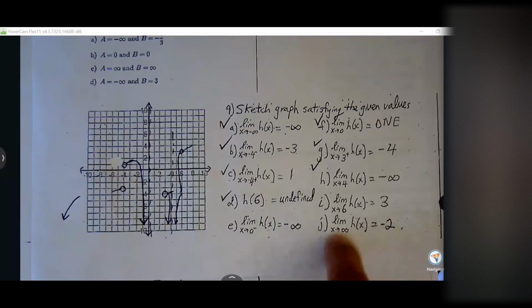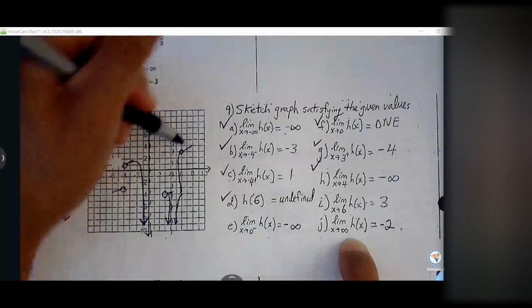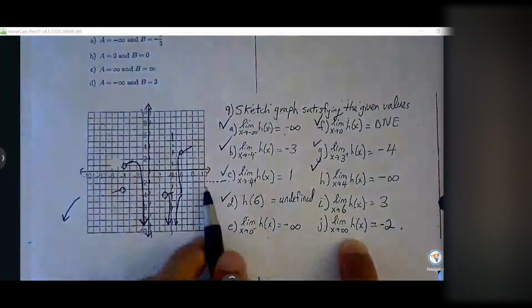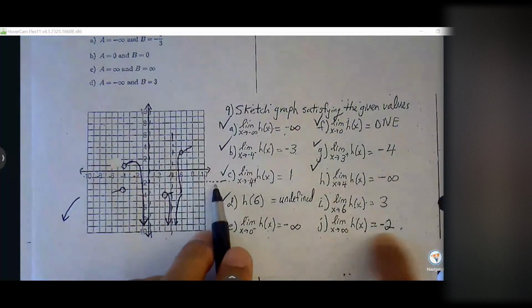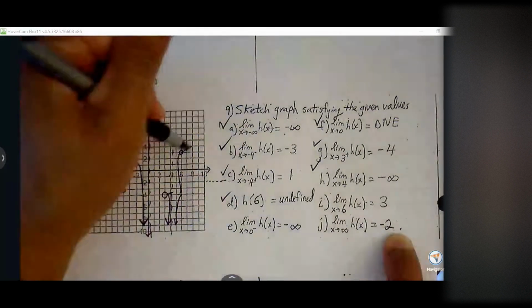So there is a horizontal asymptote here. As we approach positive infinity, we want to have the graph somehow end up leaving the graph along a flat line, getting flatter and flatter towards -2.